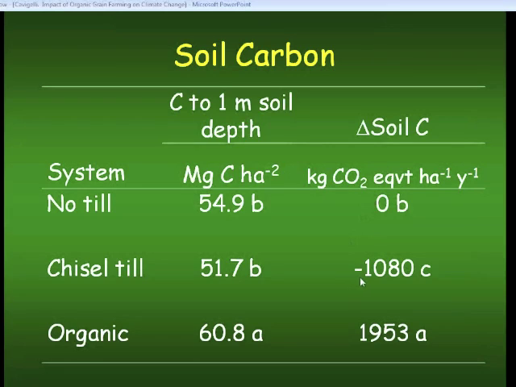Then if we look at the chisel-till, we see that this number has decreased from what we assume was the beginning number. And so we have a net decrease in soil carbon, a negative number, whereas in the organic system, we show an increase in soil carbon, and it's a substantial increase. Okay, so those three numbers are then statistically different from each other.